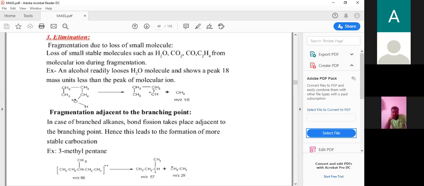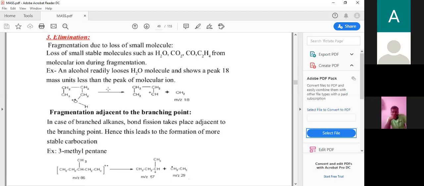fragment ion. So you can see here, this is butanol, the molecular ion of butanol. Then you have the elimination of water and the fragment ion. So here you can readily see the alcohol loses water, so it is fragmentation by elimination. Here there is no rearrangement.